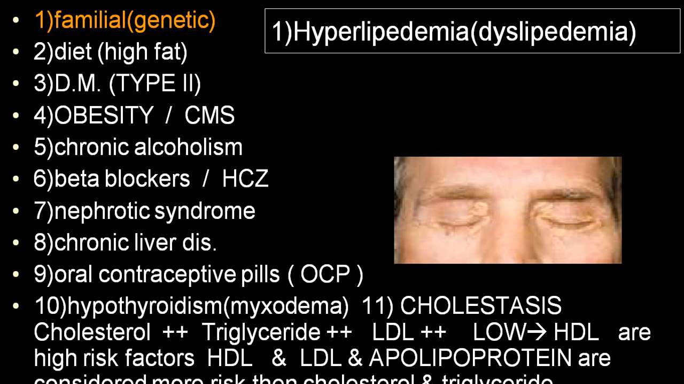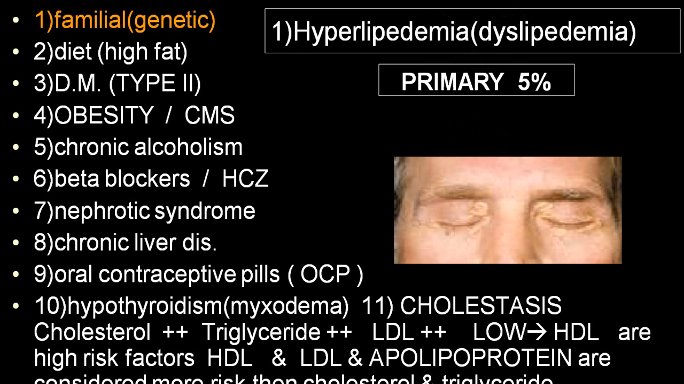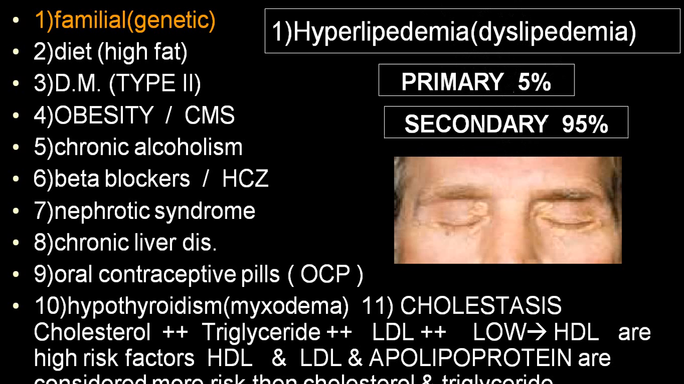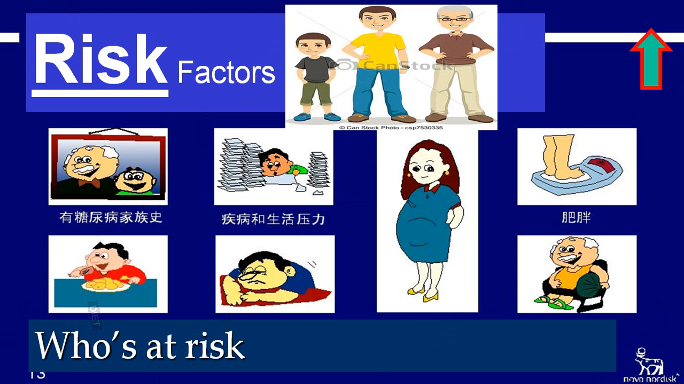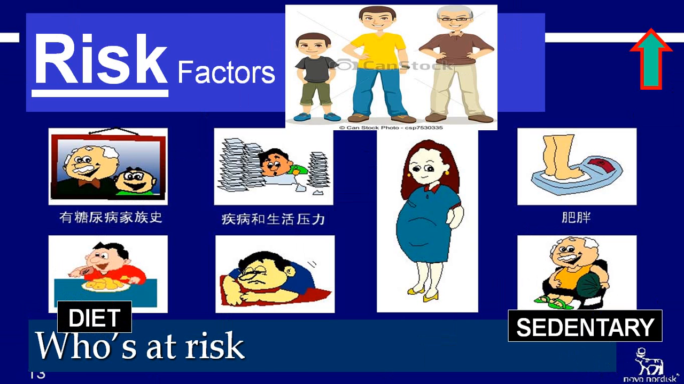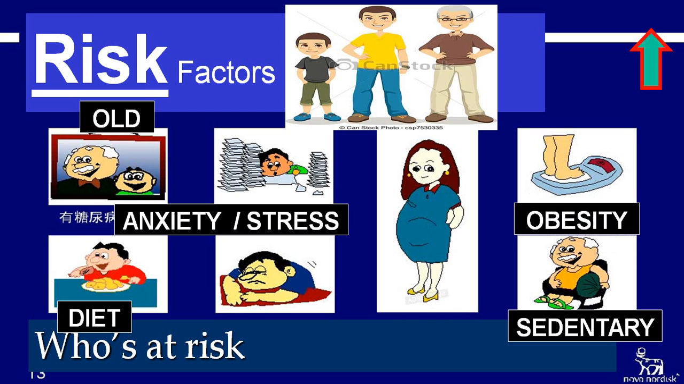By and large, as already mentioned, they will have a high level of cholesterol, high level of TG, elevated LDL level, and a low level of HDL. It may be associated with abnormally high levels of apolipoproteins. These are all the risk factors included in hyperlipidemia or dyslipidemia. Primary, or familial or genetic, accounts for 5%, and all the others are secondary, accounting for 95% of the groups. So these are all the abnormal risk factors: diet, sedentary lifestyle, anxiety, stress, old age, obesity, even pregnancy.